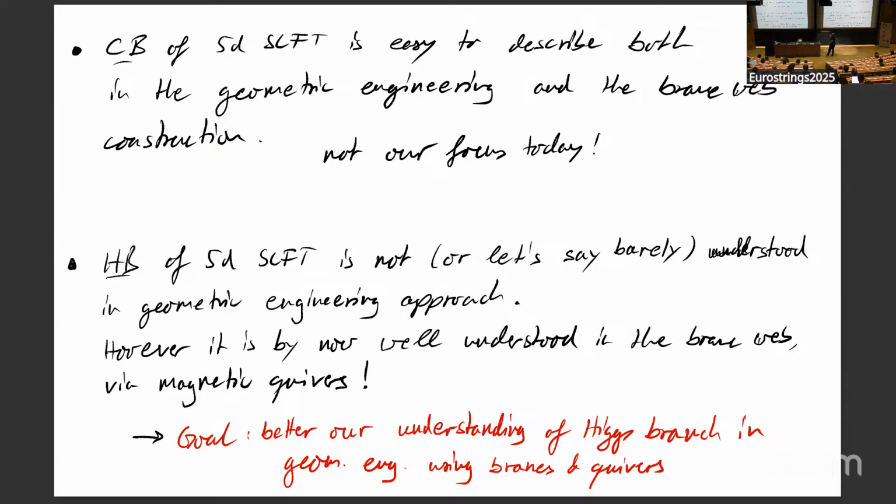This is only the case if you're dealing with a Lagrangian theory. A 5D CFT is not Lagrangian. It could maybe have a description as an effective field theory if we deform it, but it is not itself Lagrangian. So the Higgs branch is actually a super hard object because we can't use any of our field theory methods to compute it. But it is, by now, really well understood if we have a brane web. This goes via something called magnetic quivers, which I will briefly introduce, but I will not say so much about them. So the goal is better understanding the Higgs branch in the geometric engineering picture, using the intuition that we get from brane webs and these magnetic quivers.